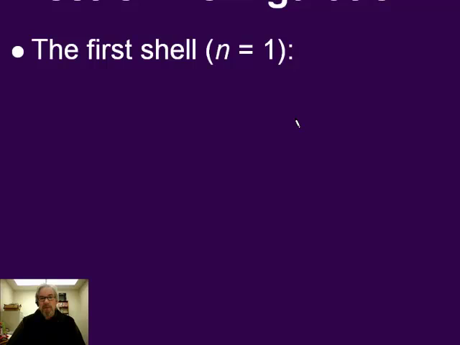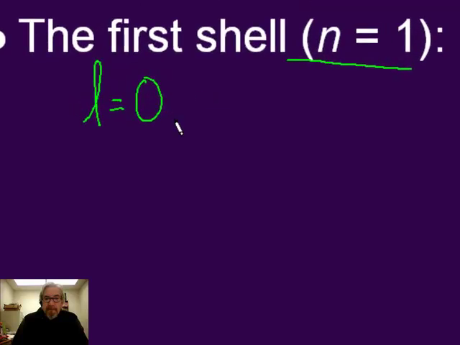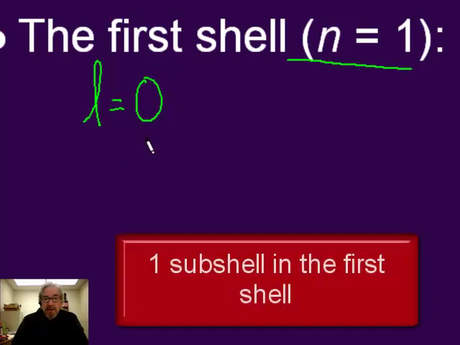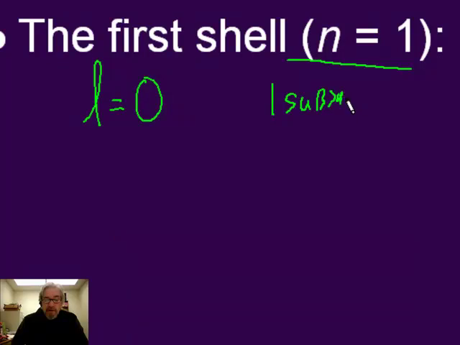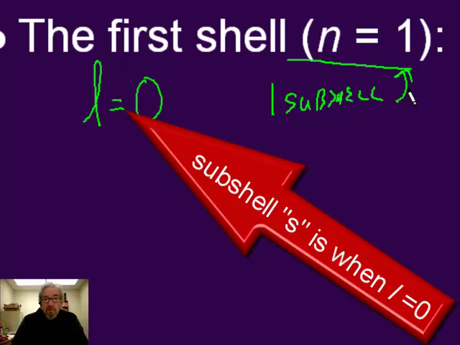In the first shell, where n is equal to 1, L could be 0 up to 1 less than n. Well, since 1 is n, 1 less than n is 0. So the only possible value of L is 0. What that means is there's only one subshell when n is 1. That subshell has a name, and it's called the S subshell.